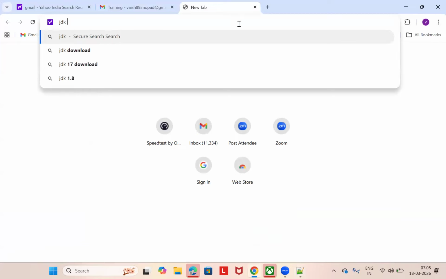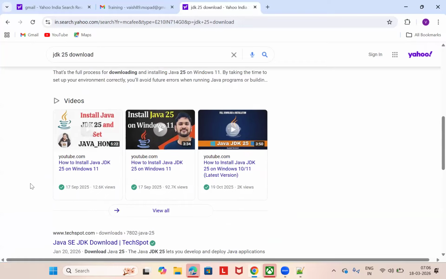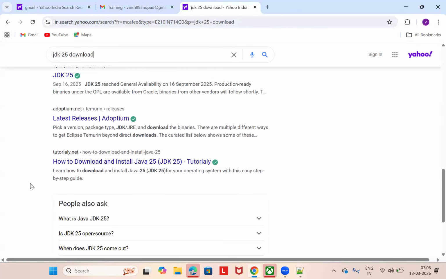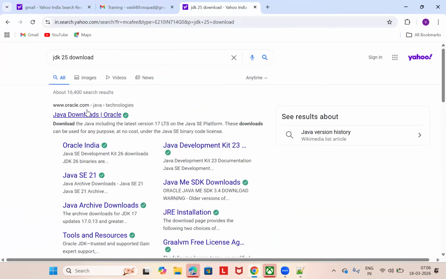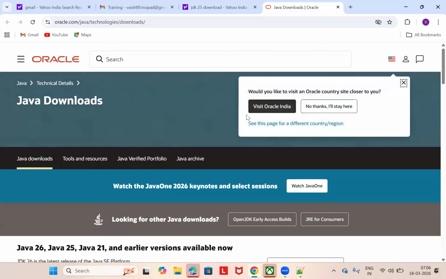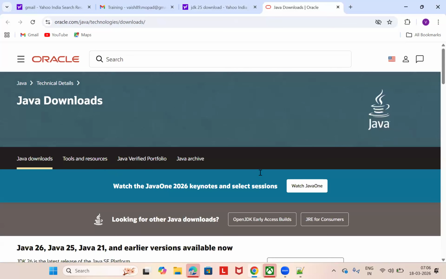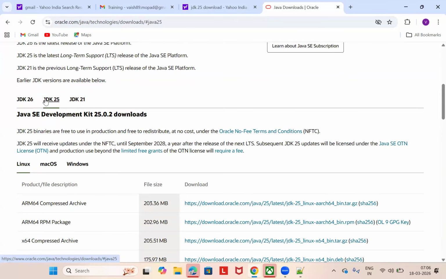So if you want to download JDK 25, search for JDK 25 download. Go to the official site. Go to Java downloads, the official site of Oracle. JDK 26 has been released. Well, I'll check this and keep you posted. Okay, go to JDK 25.